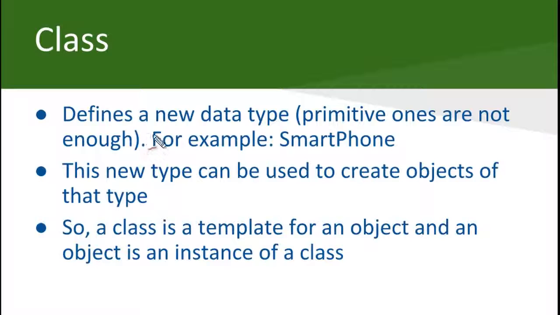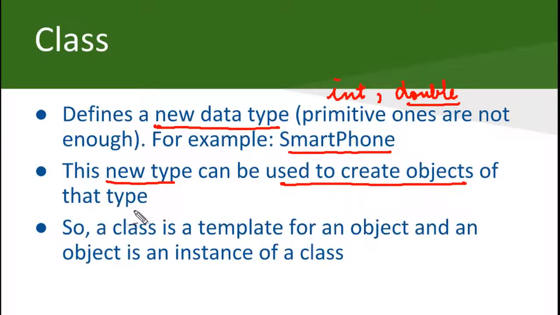So let us now define a class. What a class does is it defines a new data type. As we had seen, integers, double, etc. are data types, but as we know, when we model a real world example into our program, these are not enough. We need to create our own data types depending on the categories. There may be different kinds of bicycles, there may be different kinds of phones, for example, we took the example of a smartphone. So a class creates a new data type, and this new data type can be used to create objects.